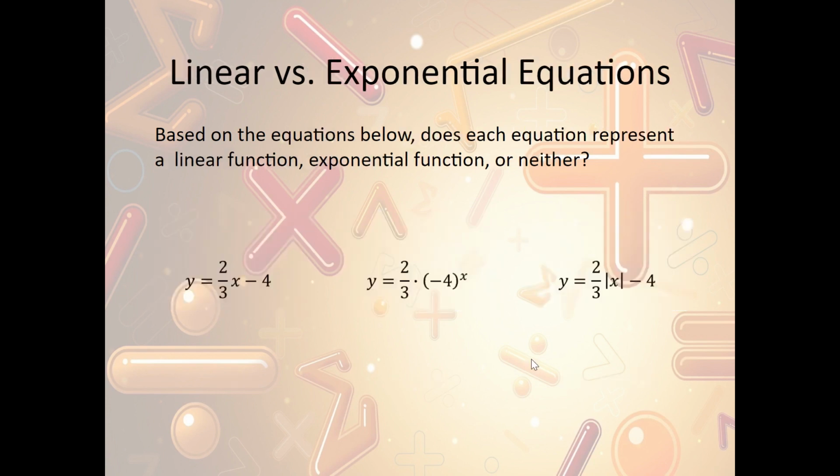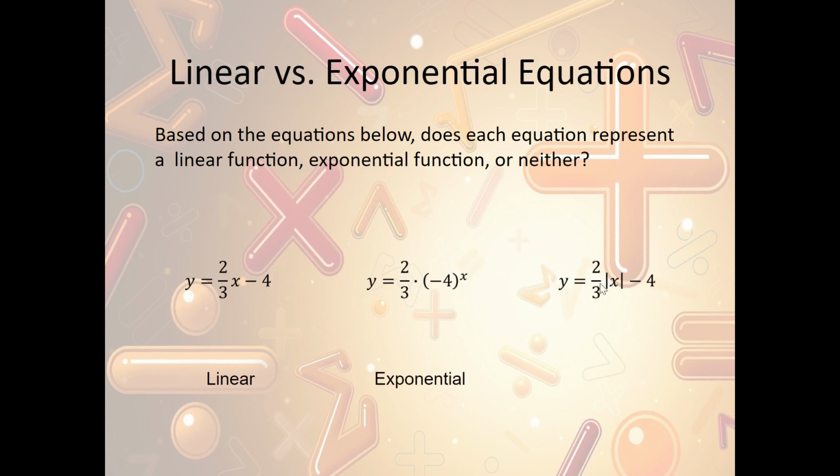Now, looking at the equations, we have y equals 2/3 x minus 4. Well, both of them have a power of 1, and we have both the x and y, so that one we said was linear. It also looks like y equals mx plus b, so we know it's linear. Now this one is y equals 2/3 times -4 to the x power. Well, we should notice that looks like b times a to the x, which is exponential. So this one is an exponential function.